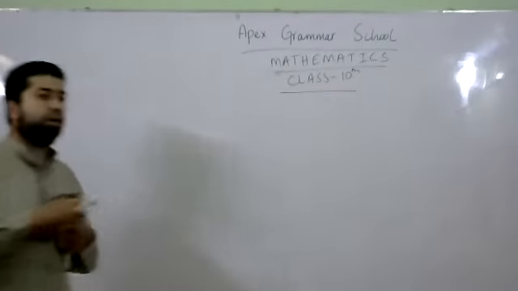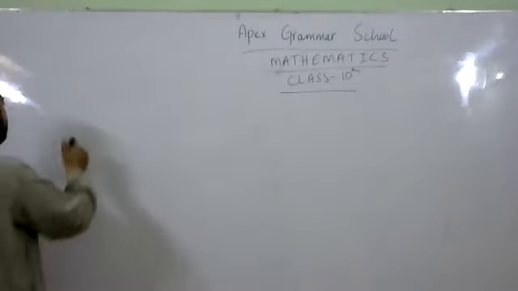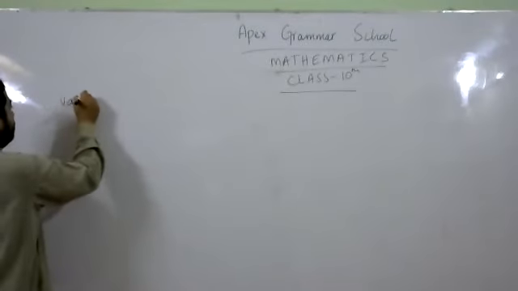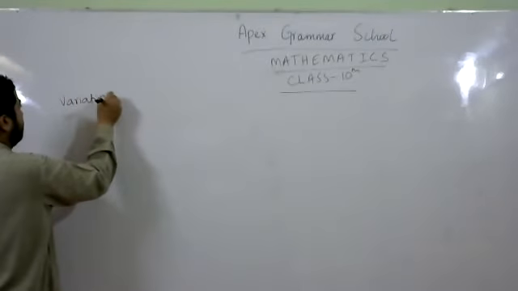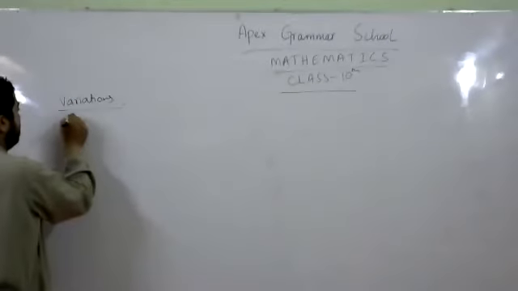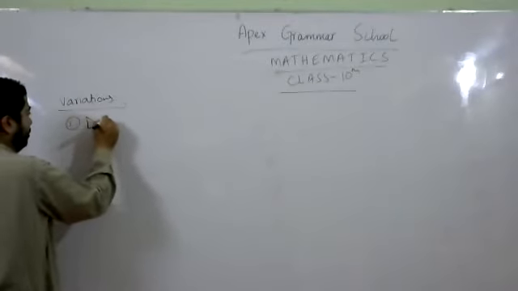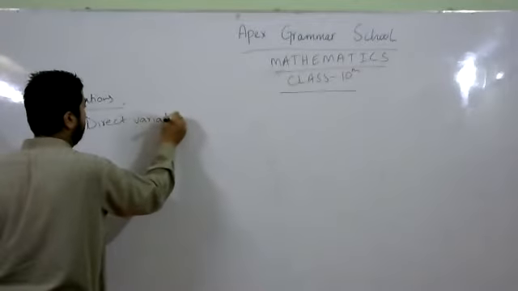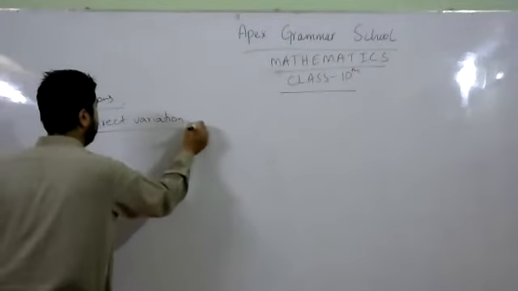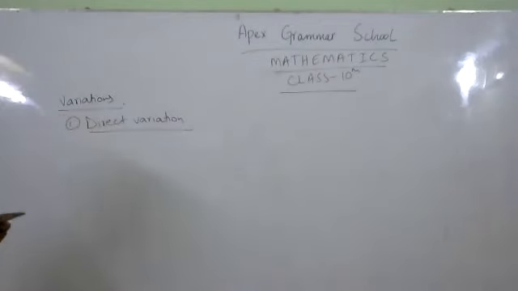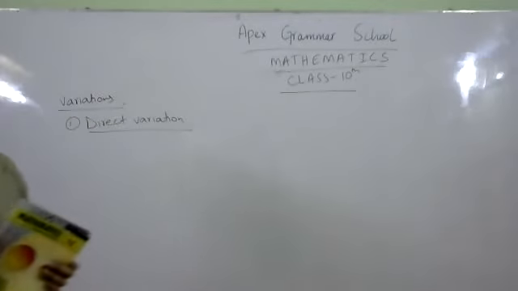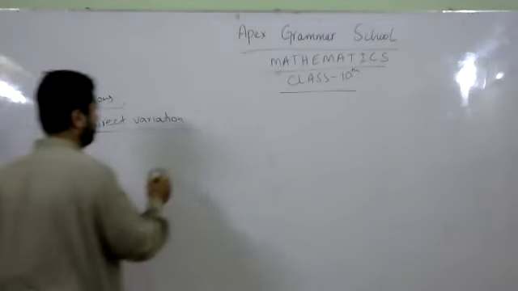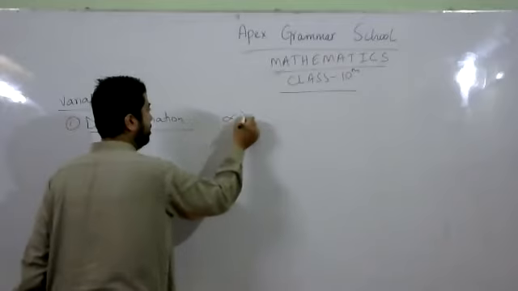There are two types of variation. First is direct variation. And second is inverse variation. Direct variation means directly proportional. The symbol is just like this.